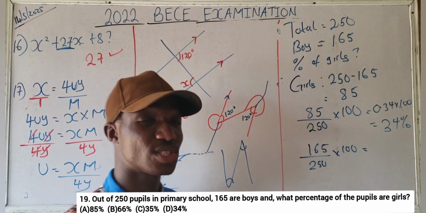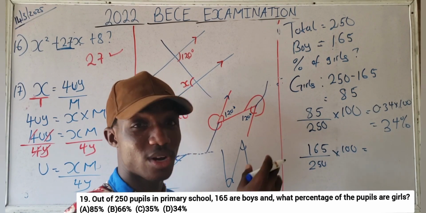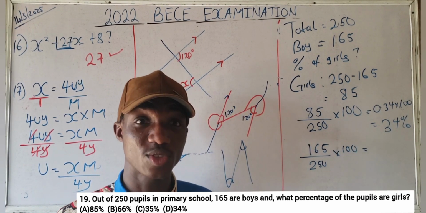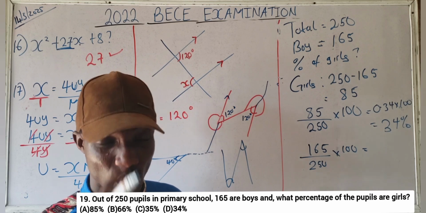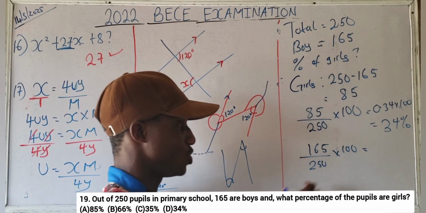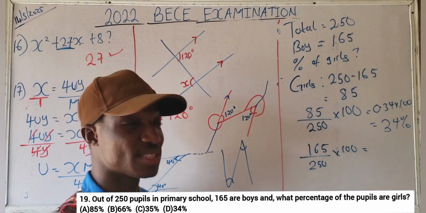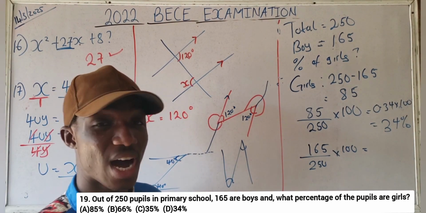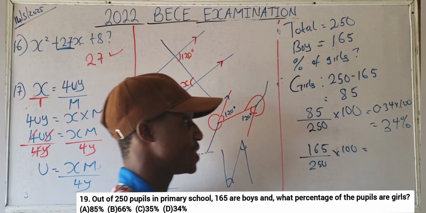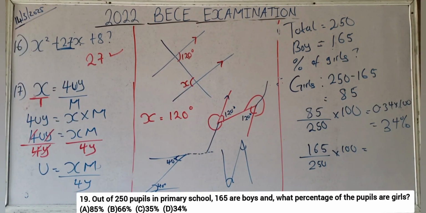Listen, you can also do it another way around. You can subtract 34% from 100, and you're going to have 66. You understand? So you can do it like that as well. But if you don't want to do it like that, you can use this calculation. You are still going to have 66%. That will be the percentage of boys. But we are asked to determine the percentage of girls. The percentage of girls is 34%. Do you understand? Okay, so that is the solution to that question.